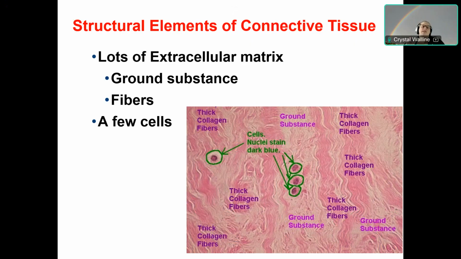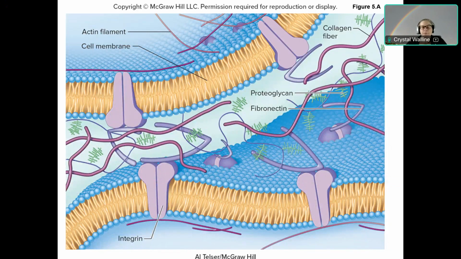The extracellular matrix can be broken down into 2 main components: ground substance and fibers. This is giving you a cartoon idea of how you can have 2 cells here and then have a lot of space between those cells. And that space is filled with these connective tissue substances like fibers, like ground substance, which includes proteoglycans and fibronectins, and then a lot of fluid as well.